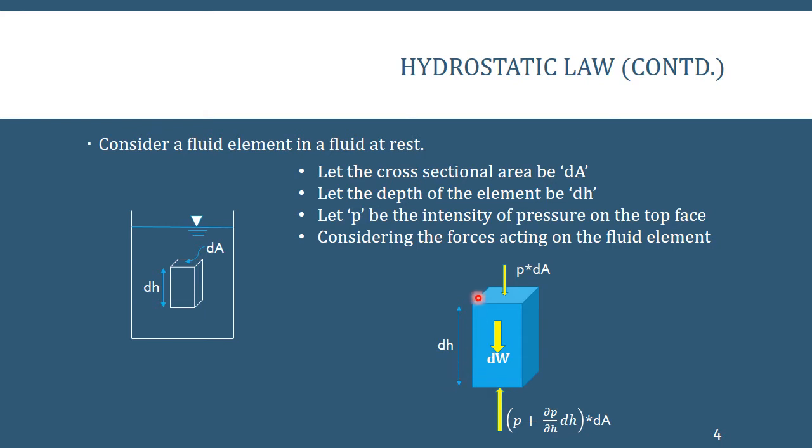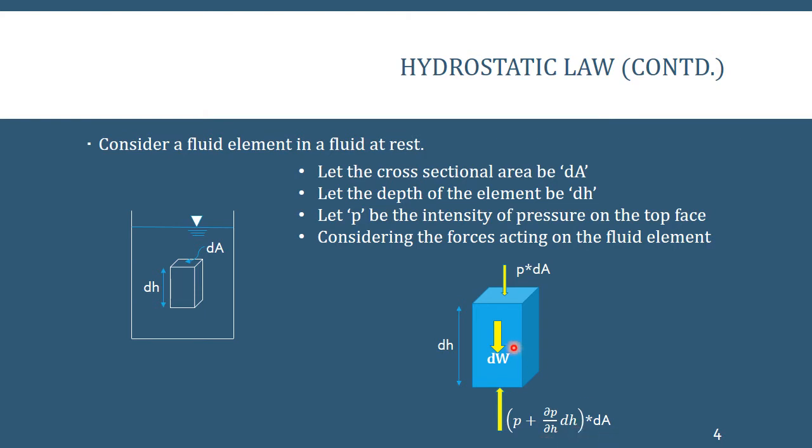Similarly, as you move down, the pressure keeps increasing at a rate of ∂P/∂H. You have come down through a distance equal to dH. So the total increase in pressure is ∂P/∂H into dH. So the total pressure over here would be P plus ∂P/∂H into dH. And so the pressure force would be (P plus ∂P/∂H into dH) into dA.